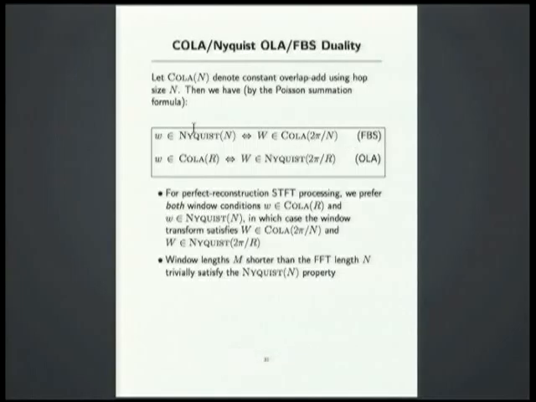So then we landed on this wrap up. This is the summary of the dualities. So for the overlap add case, we had that the window had to be constant overlap add at hop size R, and that corresponded by the Poisson summation formula to the window transform being Nyquist of 2 pi over R.